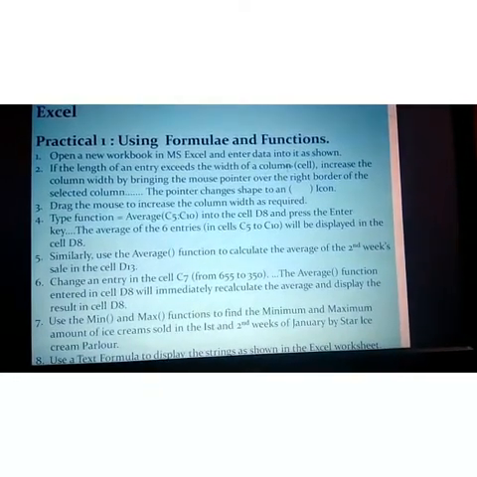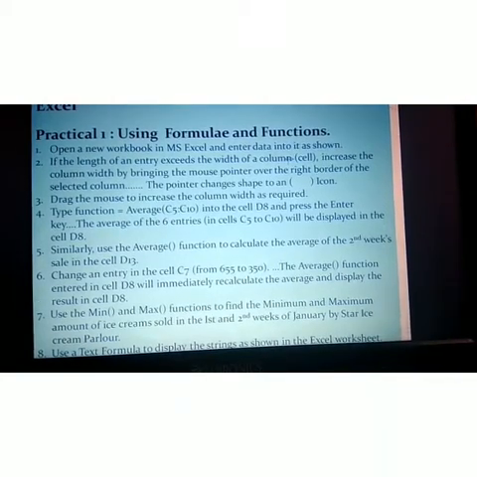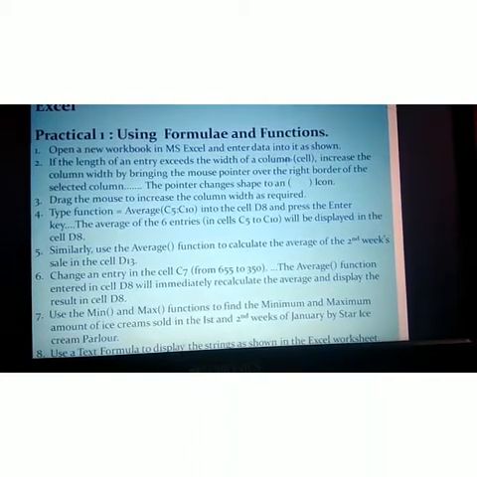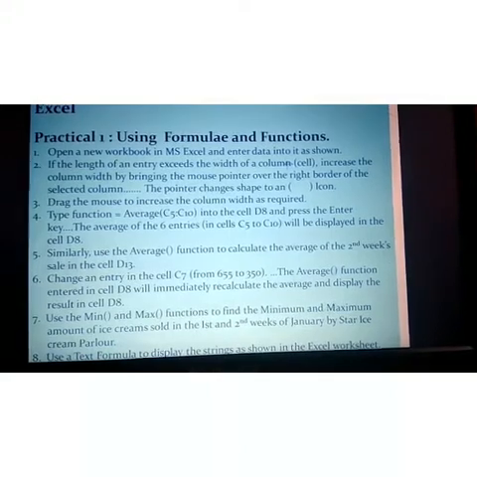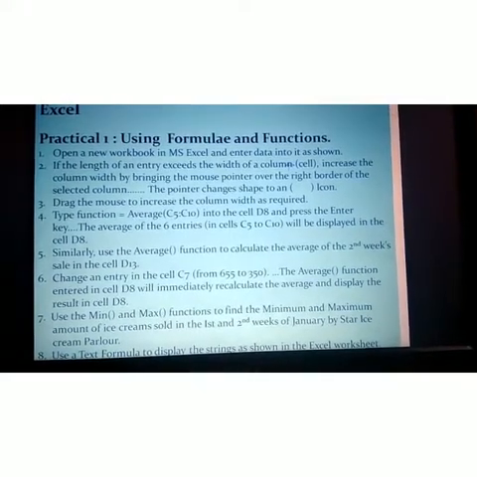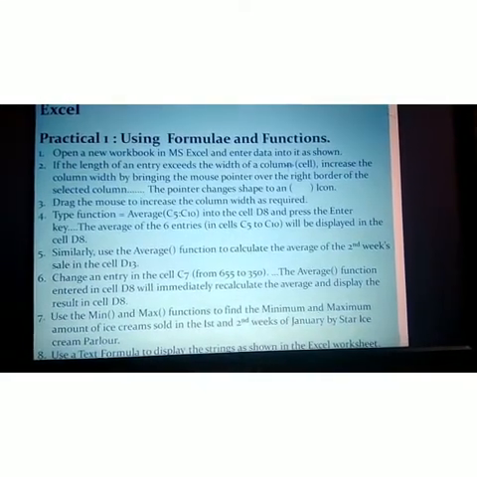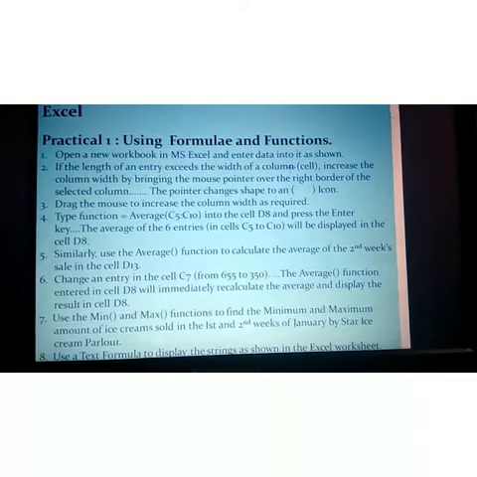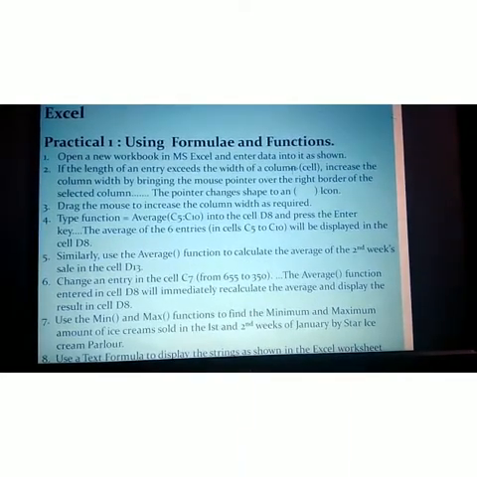Understand? Next, change the entry in cell C7 from 65 to 350. The average function entered in cell D8 will immediately recalculate the average and display the result in cell, which one?